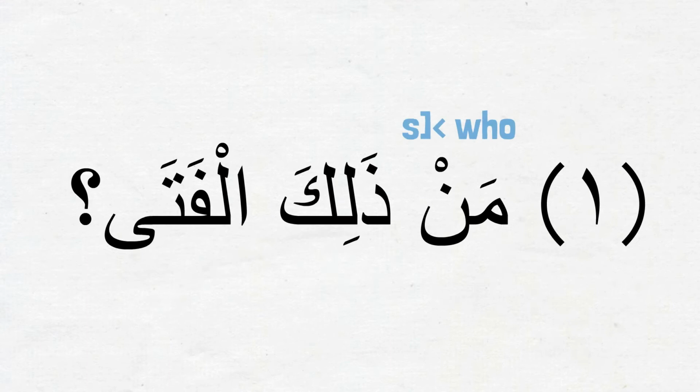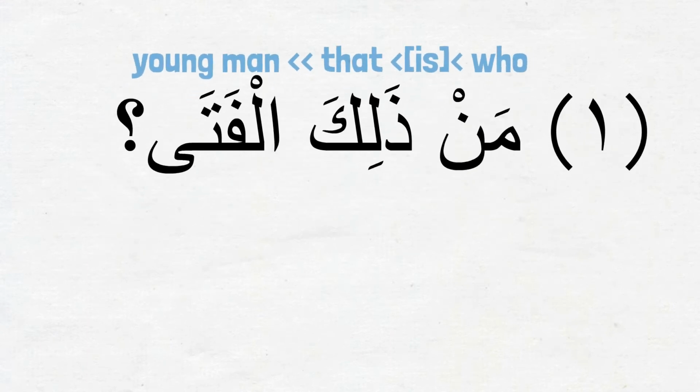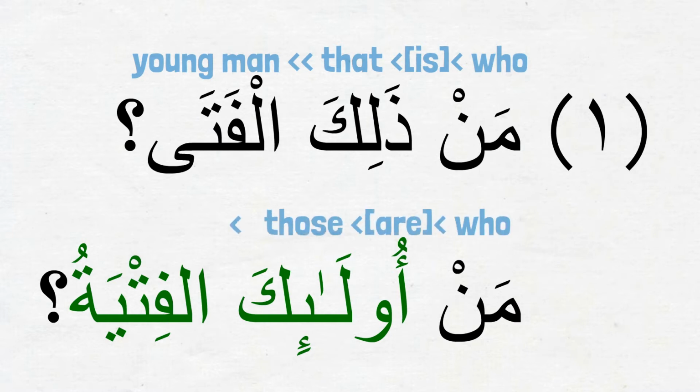Sentence 1 is من ذلك الفتى? Who is that young man? In plural, من stays the same and ذلك الفتى becomes أولئك الفتية. The plural version of the question is من أولئك الفتية? Who are those young men?